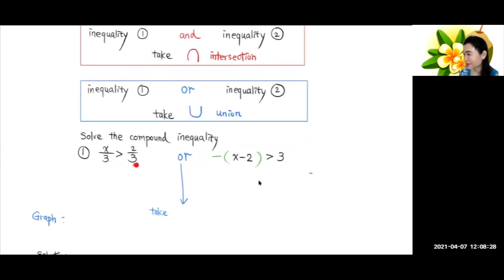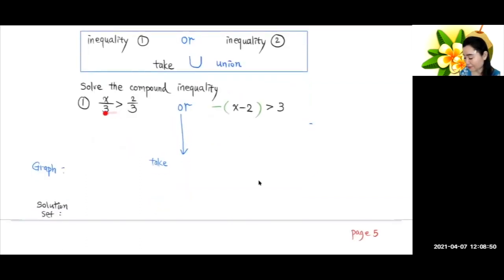I used to put one compound inequality like this on the exam. I'd say, solve this or this, and the student would just pick the easy one to solve, okay? But remember, this is a compound inequality, which means you solve both of them and you take the union of the two sets. Remember to solve both of them.